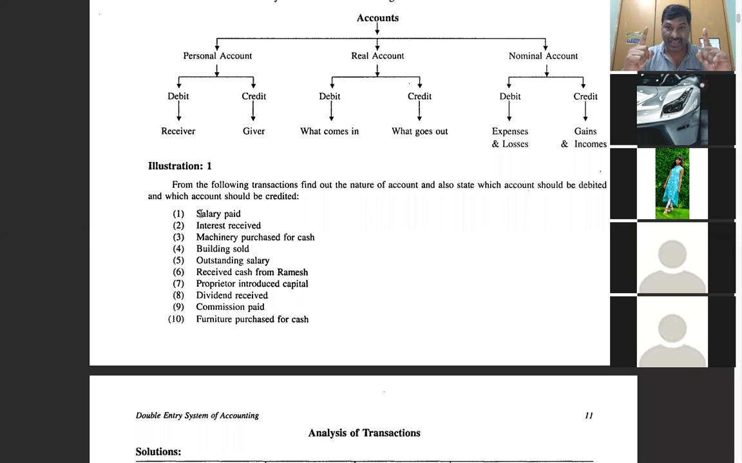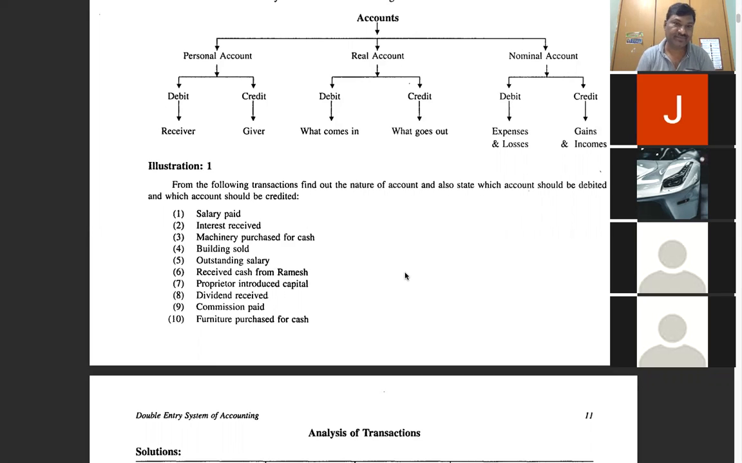Whether to debit or credit, we'll decide later. If there's a debit, there should be a credit. If there's a credit, there should be a debit. If there's a giver, there should be a receiver. We'll decide it later, but what are those aspects? What is the debit aspect in salary paid? What is the credit aspect in salary paid?